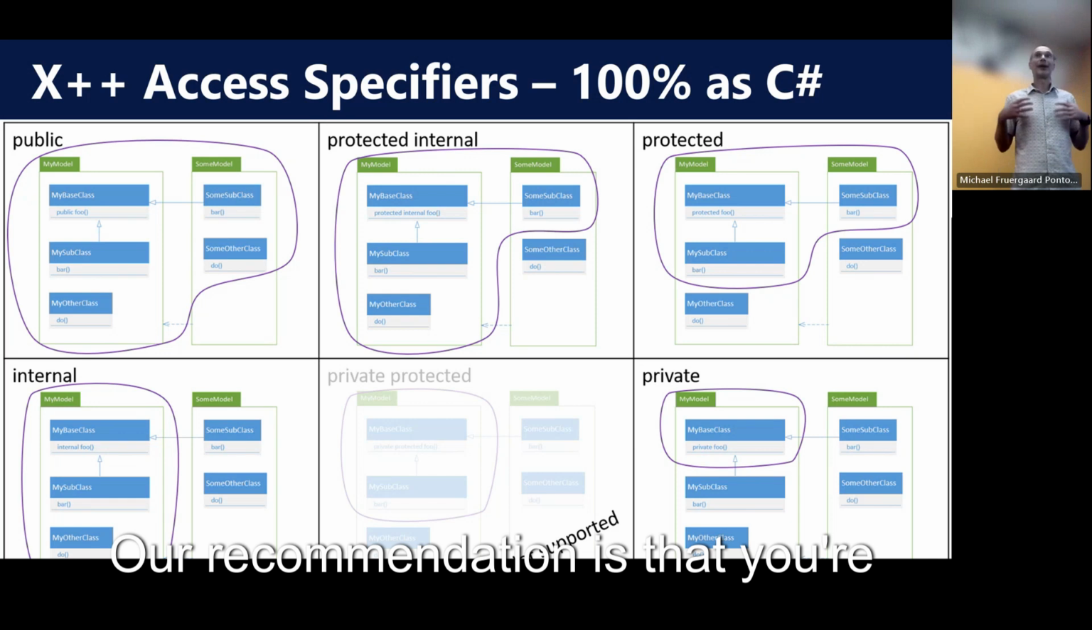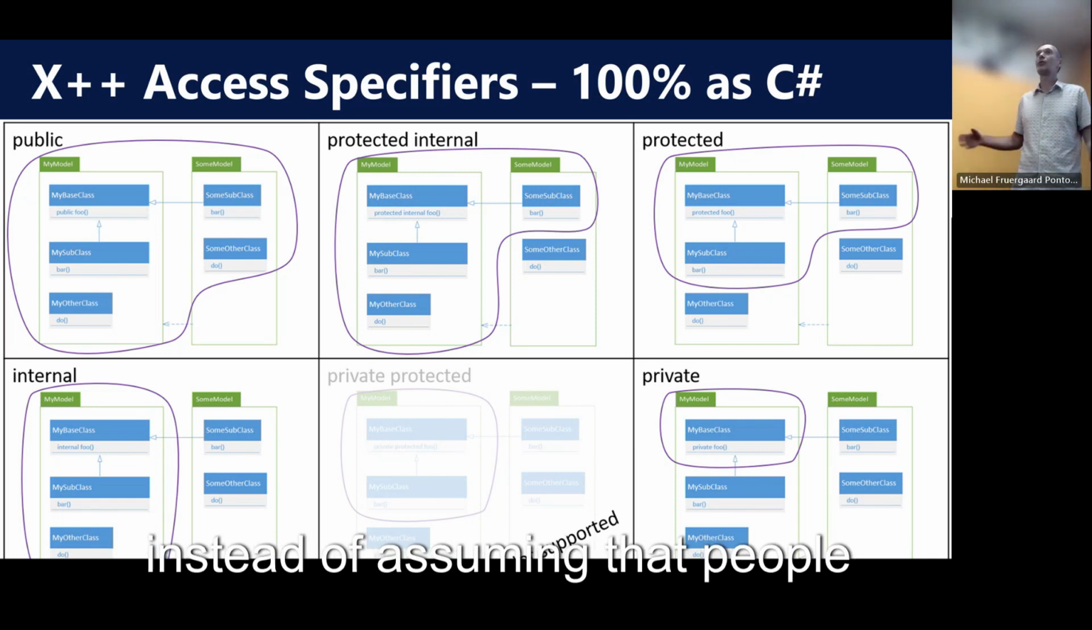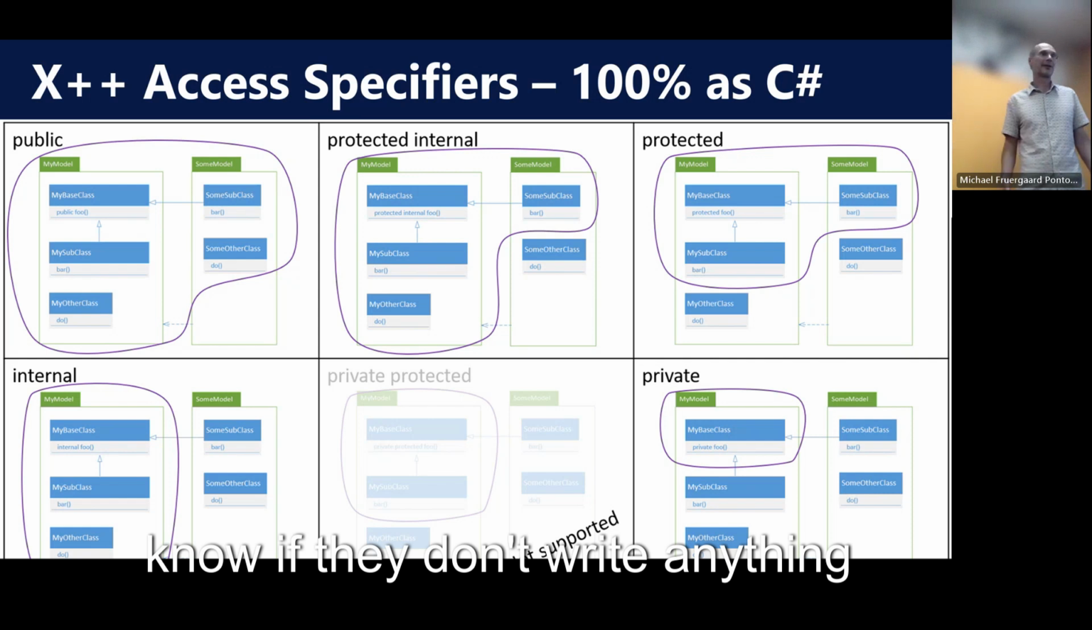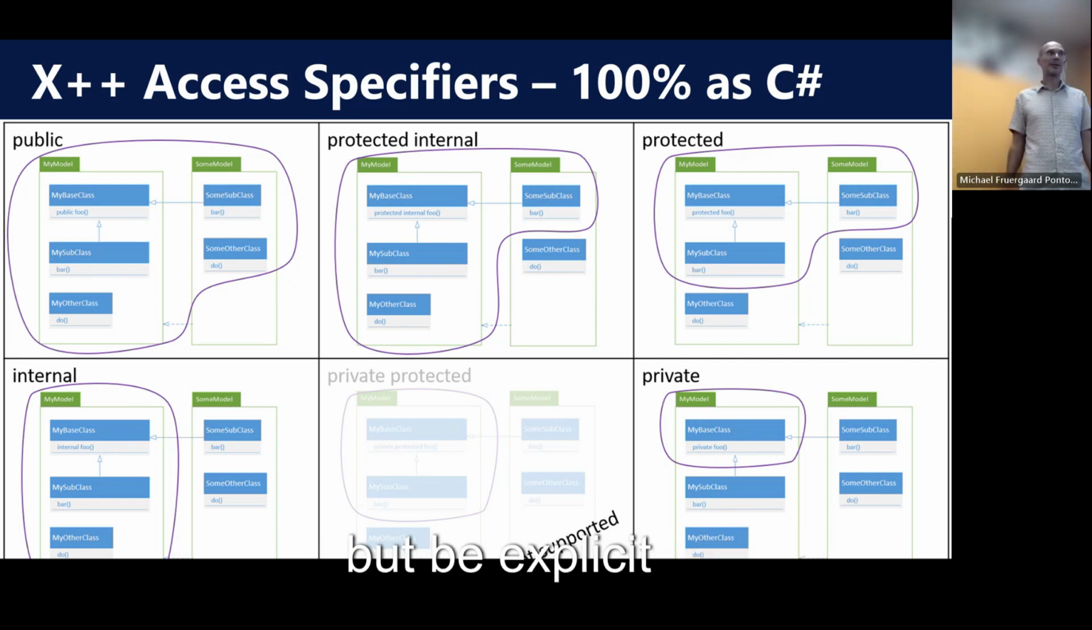Our recommendation is that you're explicit, just to make sure that everyone understands your intention, instead of assuming that people know that if I don't write anything, it's public. If you want it public, write public. If you don't want it public, then write whatever you want, but be explicit. That's the best way to avoid these issues.